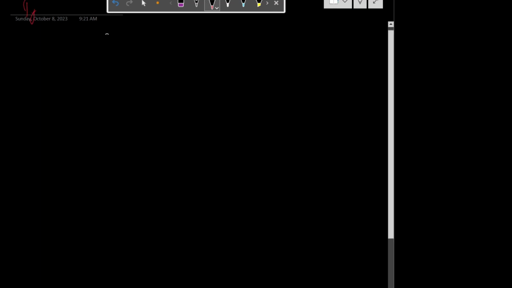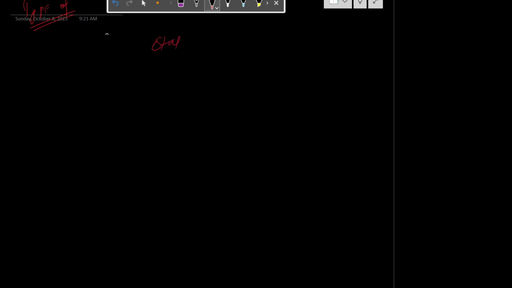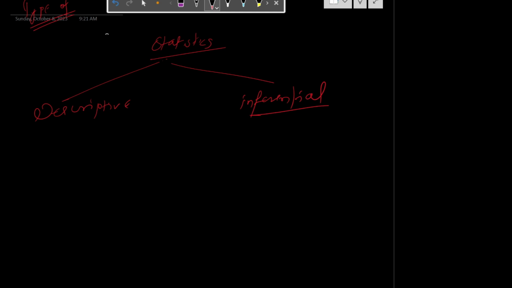Today we are going to learn about types of statistics. Broadly, statistics is categorized into two parts: descriptive statistics and inferential statistics. So in our mind, a lot of questions are arising now. What is descriptive statistics and what is inferential statistics?